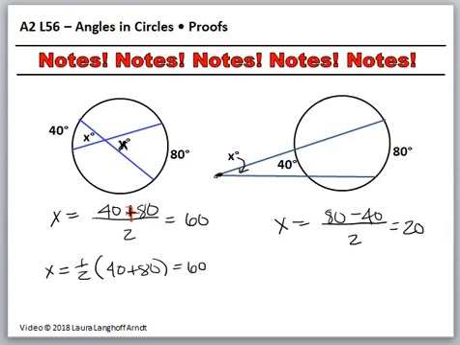So what is the difference, or how can we remember this? Well, inside we add, outside we subtract. The same way for this one, X equals 1/2 of 80 minus 40, still going to be 20. Okay, let's move on.